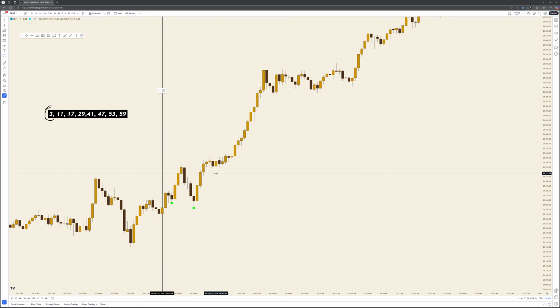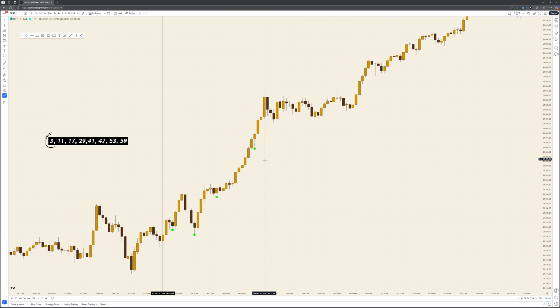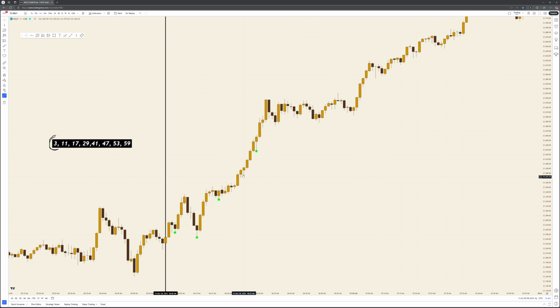Then we have 17 here, and notice how 17 is the actual low. So we have 3 being the low, we have 11 being the low, we have 17 being the low. And now notice that this run goes, and 17 to 29 isn't the biggest gap, but notice where this actually comes down into, okay? So this is the 29 ATT. Notice how this is the only big retracement in this run up.